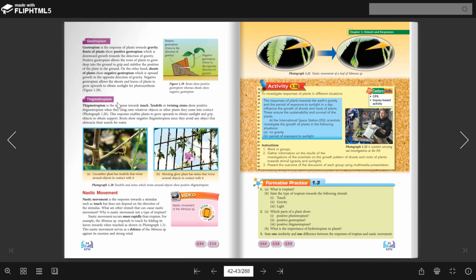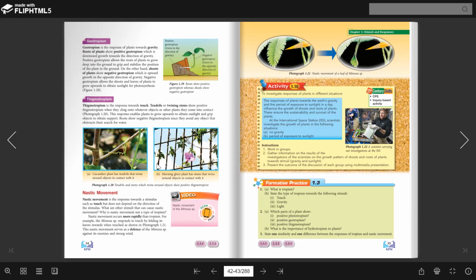Okay, thigmotropism. Thigmotropism is a response towards touch. For example, here you see the tendril or twining stem show positive thigmotropism because they cling onto whatever object or other plant they come into contact with. This response enables the plant to grow upward to obtain sunlight and grip the object to obtain support.